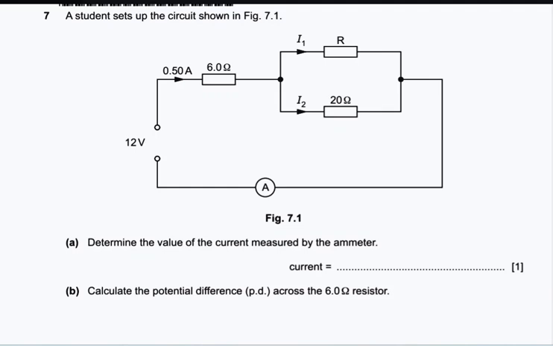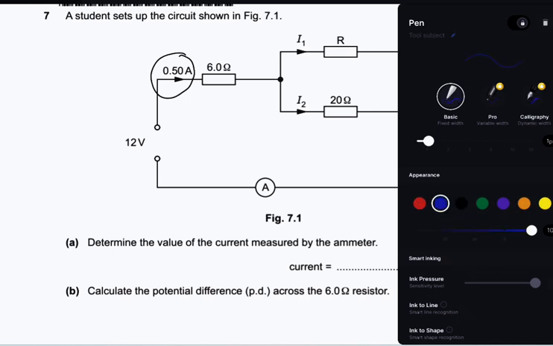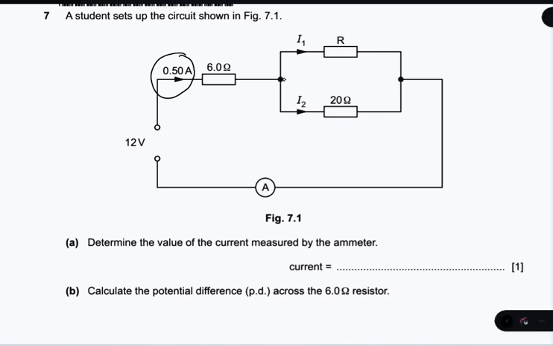Right, that is awesome. Determine the value of the current measured by the ammeter. Right, so what we need to understand is that if we have 5 amps at this point, it means when we get to this point, current is going to split. If you get here to this point, current will split. That's why we have I1 and I2, so it's going to be shared.